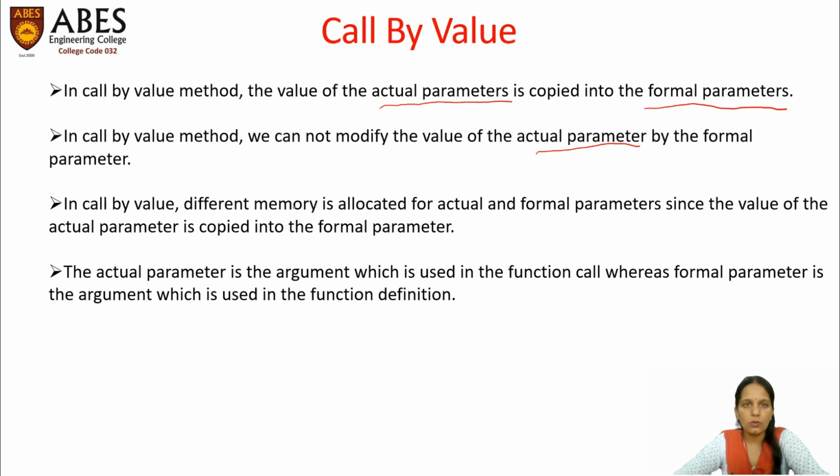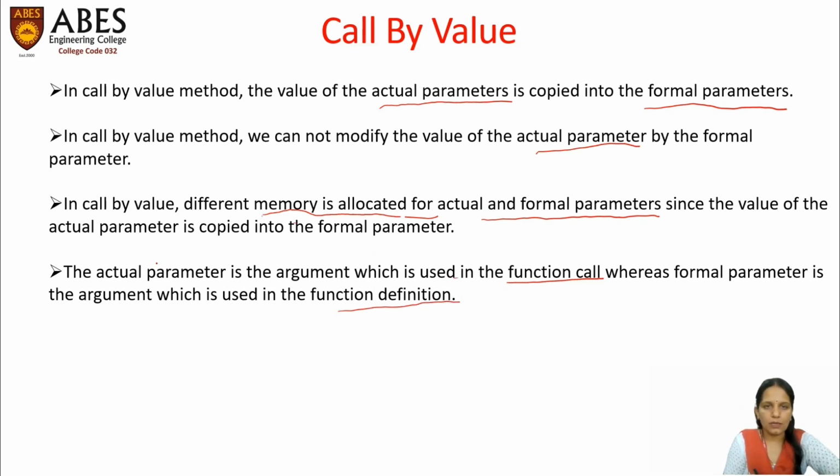Why can we not change the value? Because different memory is allocated for the actual and formal parameters, right? As different memory is allocated, if we change the actual parameter, it will not get reflected in the formal parameter. So this is the reason that we cannot change the value of the actual parameter by changing the value of the formal parameter. So what is the actual parameter? The actual parameter is the argument which is used in the function call, whereas formal parameters are the arguments used in the function definition, right?